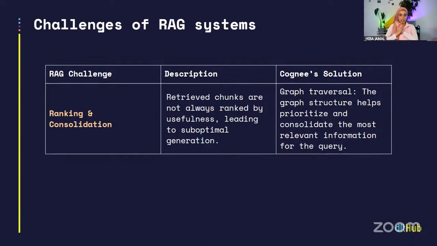Right, coming back to the challenges. So we went through the inaccuracies of retrieval. Then there's ranking and consolidation, right? So this is also kind of linked to what we talked about above with the inaccurate retrieval.